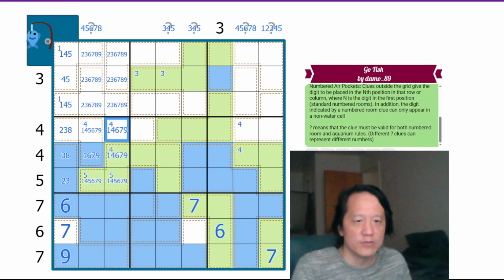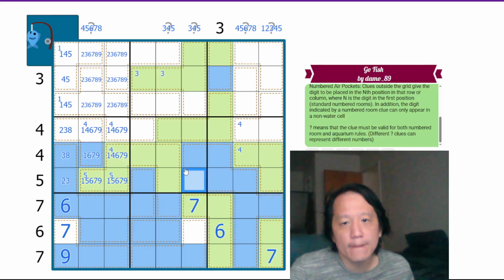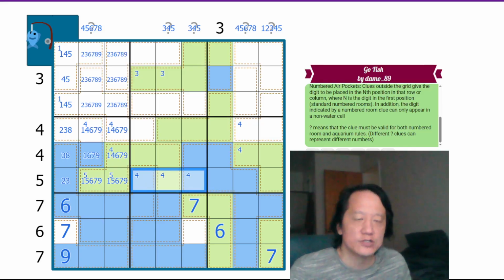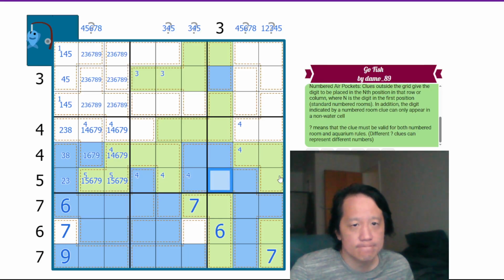5 cannot be in the rest of this box because of 5 in the box. 4 can't be here because 4 has to be one of these 3 digits here. Which means 4 has to be one of these 3 digits. Three cannot be in the first position, cannot be in the third position, can be 4, 7, or 9.